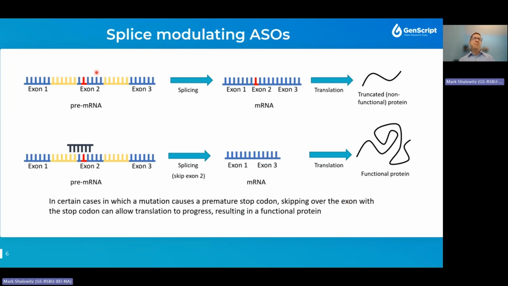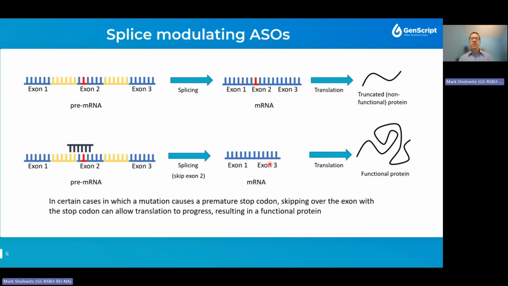So in this example, a mutation in exon 2 creates a premature stop codon, resulting in a truncated version of a protein that is now non-functional. So to restore wild-type function, an antisense oligo is designed that binds to the region that contains the mutation, in this case, exon 2, such that following splicing, exon 2 is no longer in the messenger RNA. And this is called exon skipping.